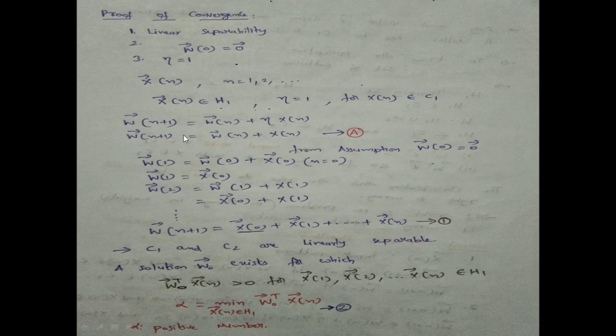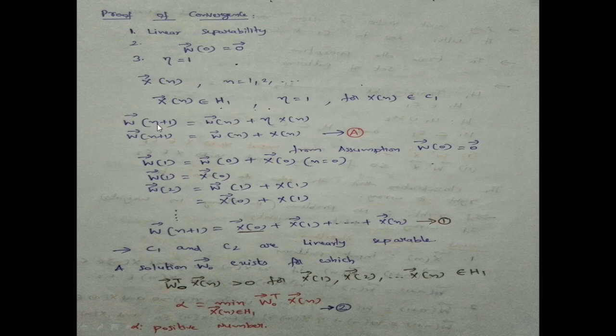By doing the misclassification itself, we can say that the network is starting to learn from this misclassification. But if it is convergent, there should be some value of n where we are going to get the correct classification. Let us assume that x of n belongs to the subset H1, that is, this must be classified into the class C1, and eta equal to 1. As initially assumed, this is misclassified. So what will be our W of n plus 1?